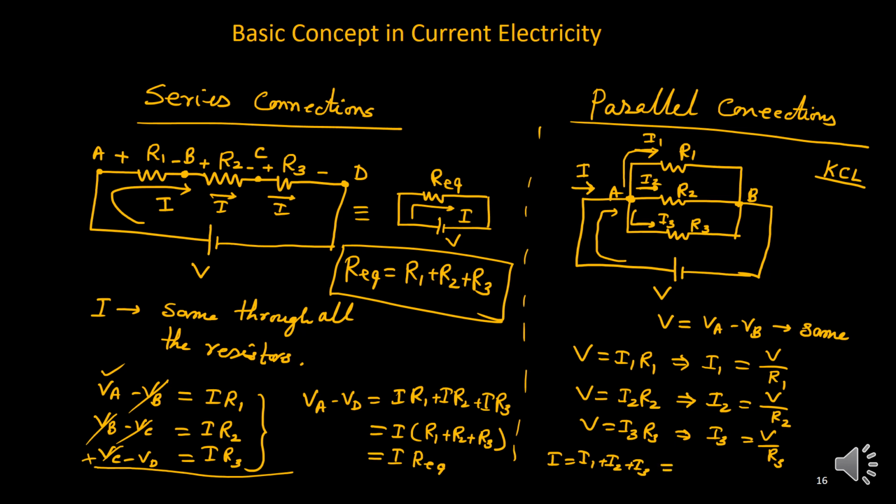So now I can replace. This V I can take common. This is 1 upon R1 plus 1 upon R2 plus 1 upon R3.